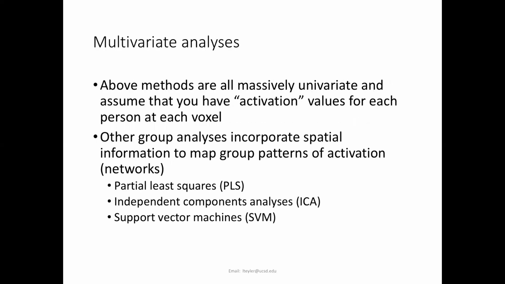So all of these methods that we just talked about, as I mentioned before, are kind of massively univariate. So they assume that you have activation levels for each person at each voxel, and then they just do the same thing at every single voxel. But there are other group analyses that more explicitly incorporate the spatial nature of the data to look at kind of group patterns of activations or networks, so to speak.